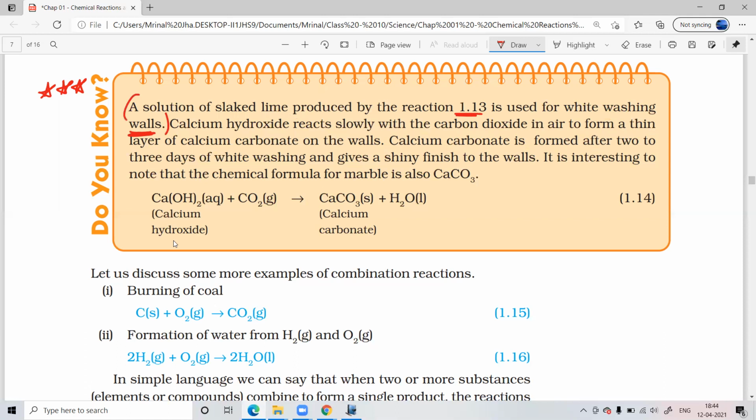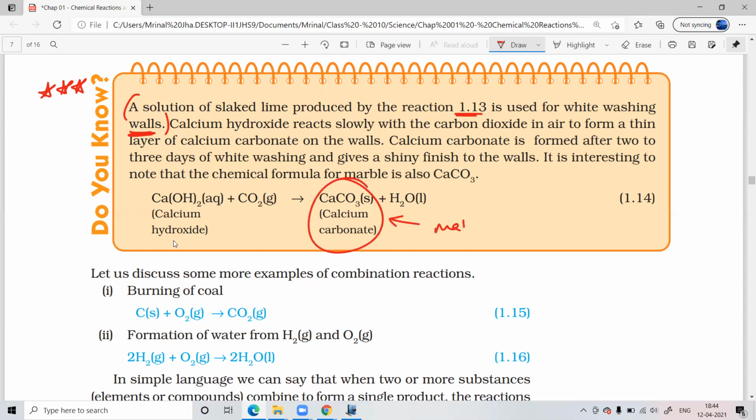And this calcium hydroxide, why do we use it? Because after a few days of whitewashing the wall, this calcium hydroxide, whatever we put on the wall, reacts with carbon dioxide in the air. Air will have some amount of carbon dioxide, right? So it will react, and what does it form? It forms a very thin layer of calcium carbonate. This is called CaCO3, calcium carbonate. And remember, this is marble.